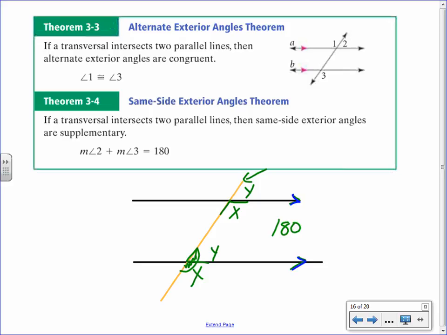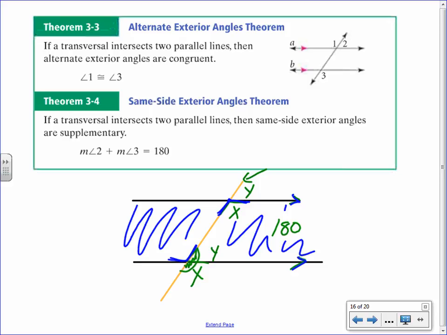Okay, so we can also tell that these angles here are alternate interior angles because they're on alternating sides of the transversal, and they're on the interior. The interior is this whole area here, which is shown in an earlier slide.